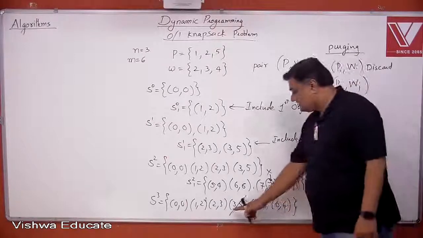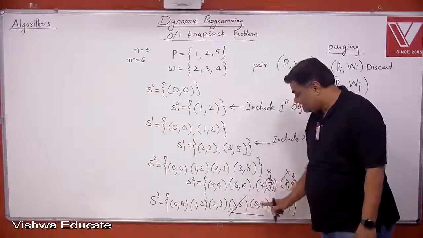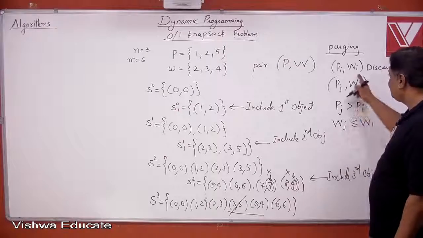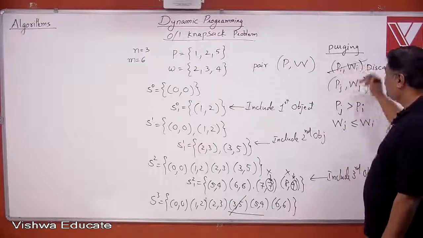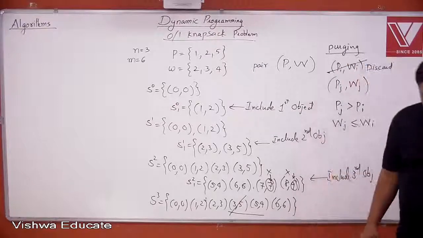In words you can write, between these two order pairs the profit is increasing but the weight is decreasing. If the weight is not changing or decreasing, then we have to discard this one. So we have discarded it. Write this down, then I will show you the solution.